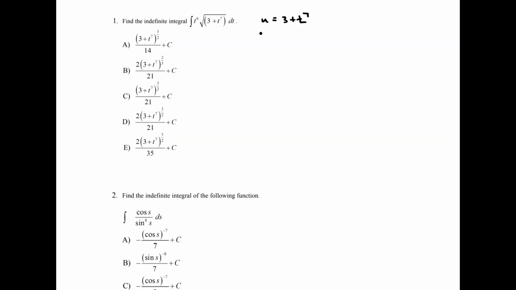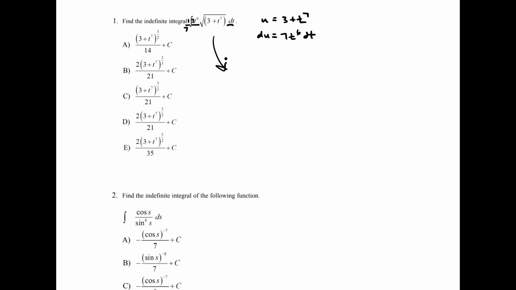And I would do du. The derivative of that is going to be 7t to the 6th dt. Because remember, the derivative of u with respect to t, so du over dt, would be 7t to the 6th, which can be rewritten as du equals 7t to the 6th dt. I don't have 7t to the 6th dt. I need that 7 in front of the t to the 6th in order to have 7t to the 6th dt. So that means I need to put a 1/7 in front.